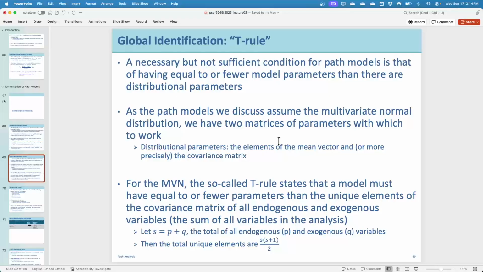If P is the number of endogenous variables and Q is the number of exogenous variables, we sum those together to the number S, and S times S plus 1 over 2 is the total. So going back to our example from before, we had 4 total endogenous and exogenous variables. 4 times 3 is 12, divided by 2 is 6. That's the number of unique elements in the covariance matrix. And actually, I'm oversimplifying this even more. The covariance matrix is really the thing that we need to worry about.